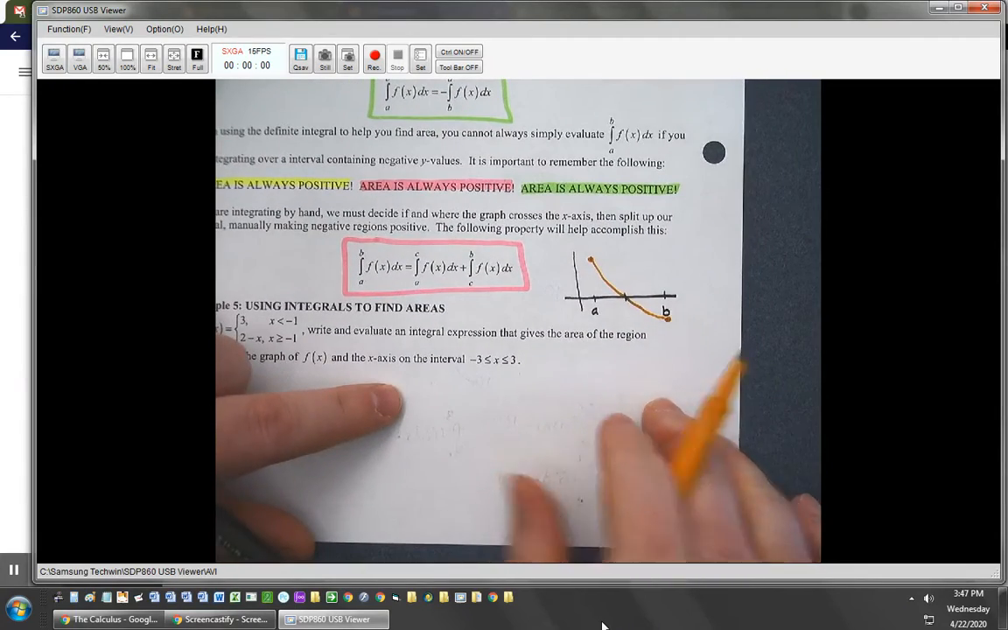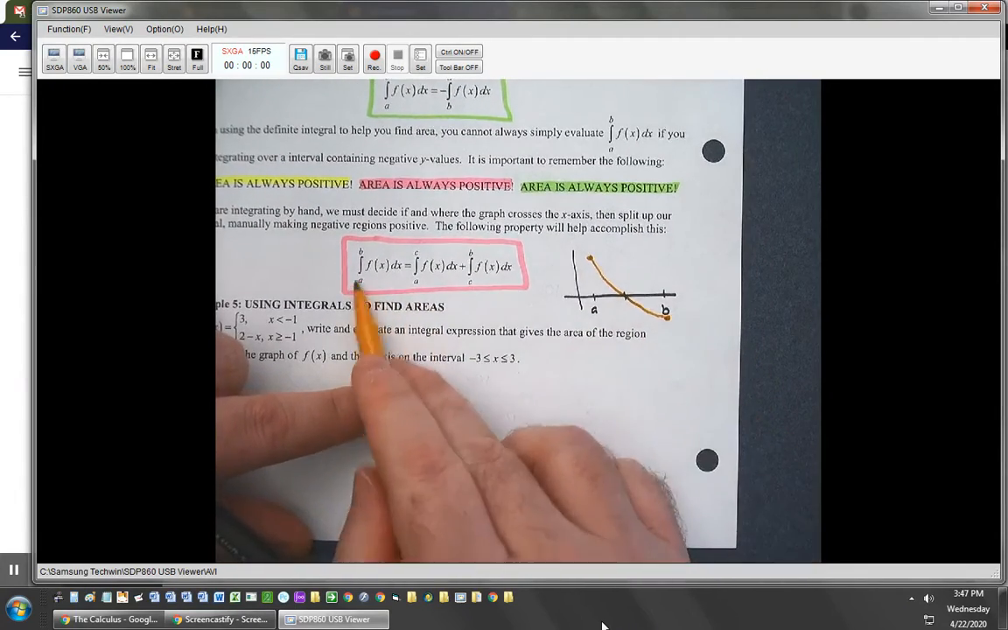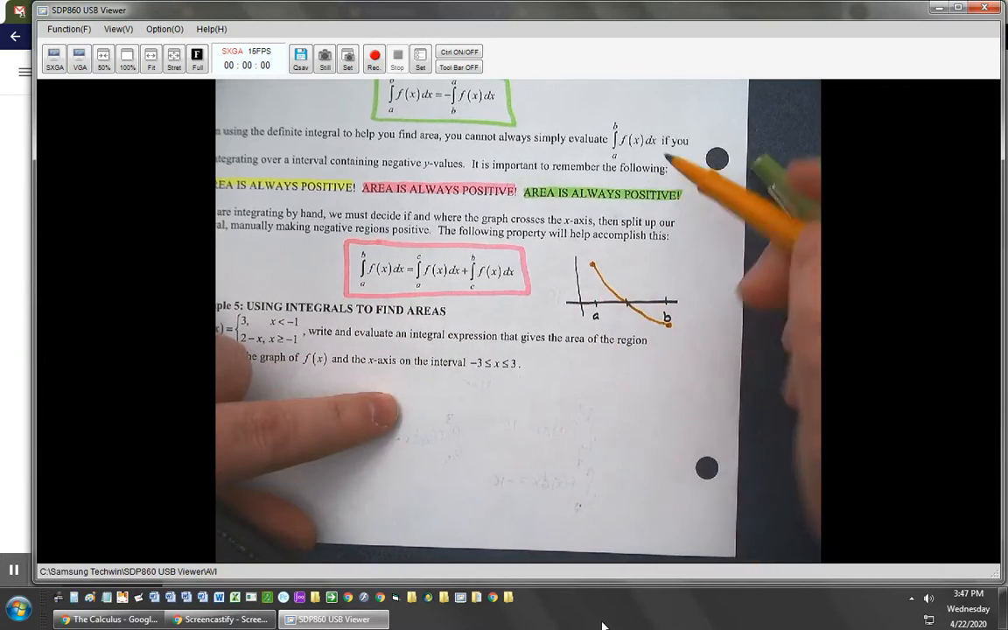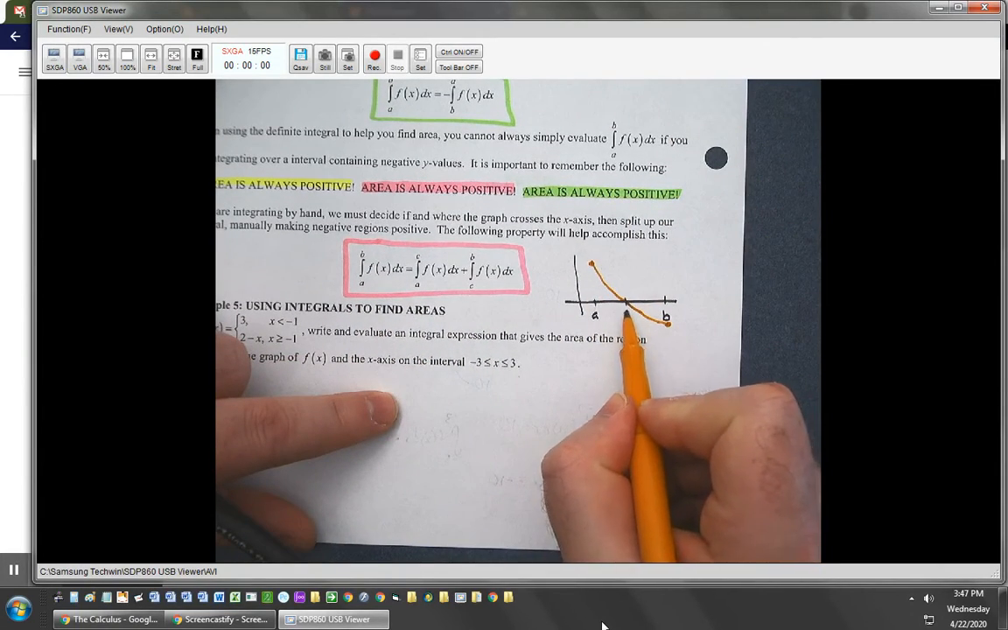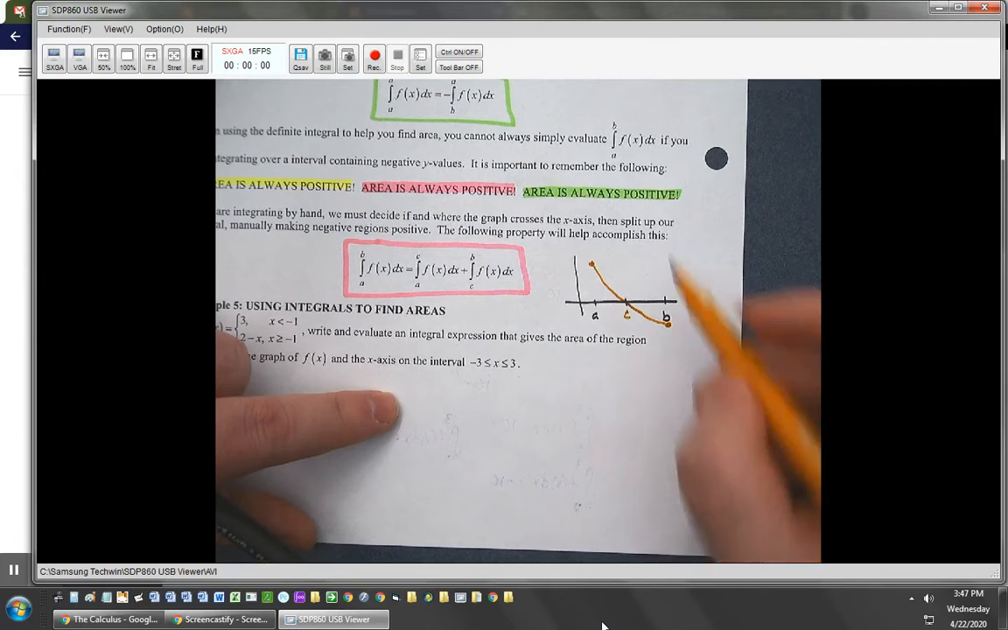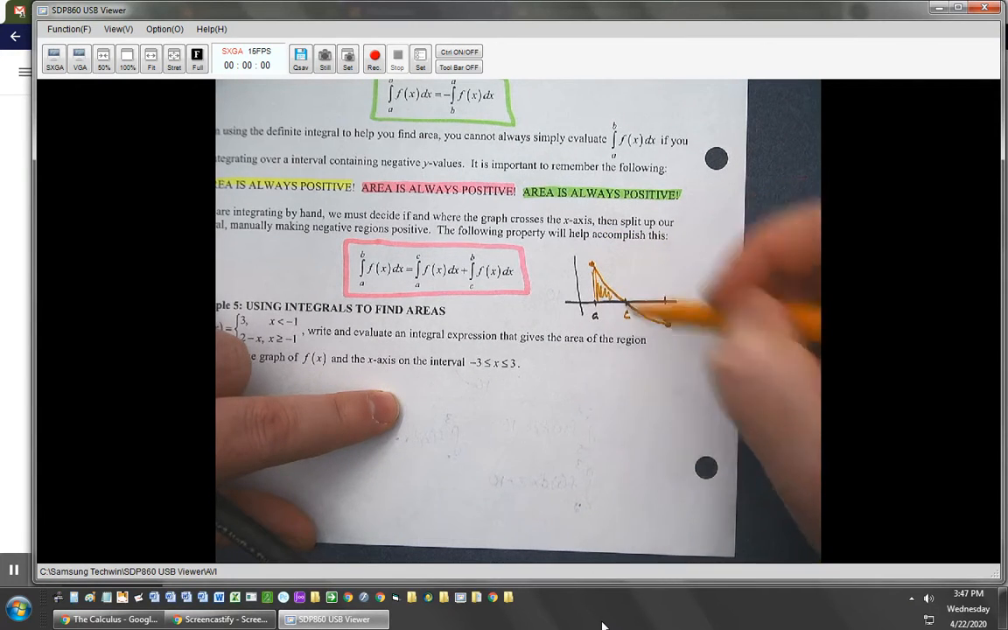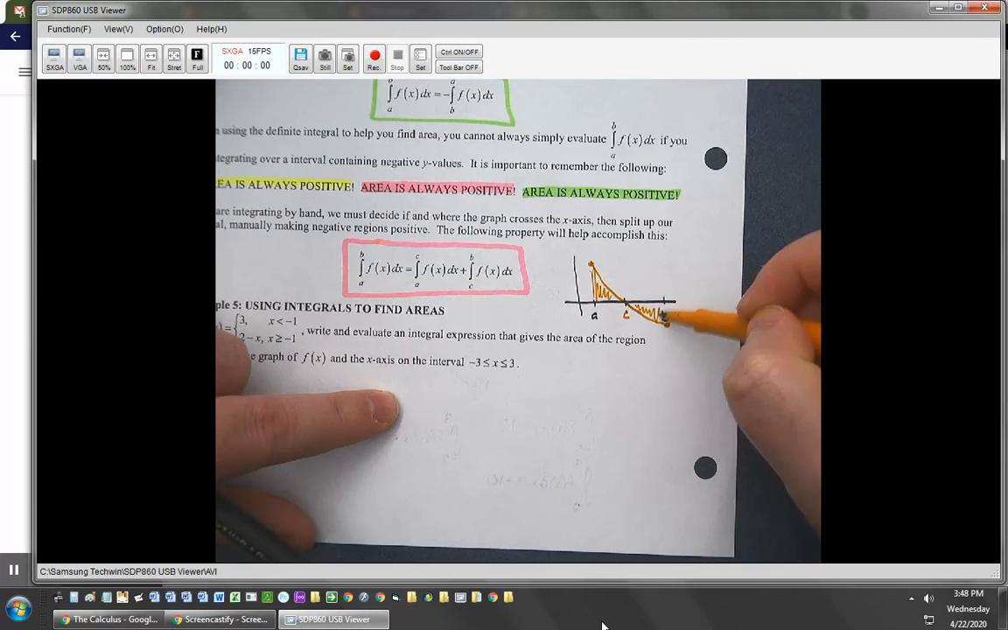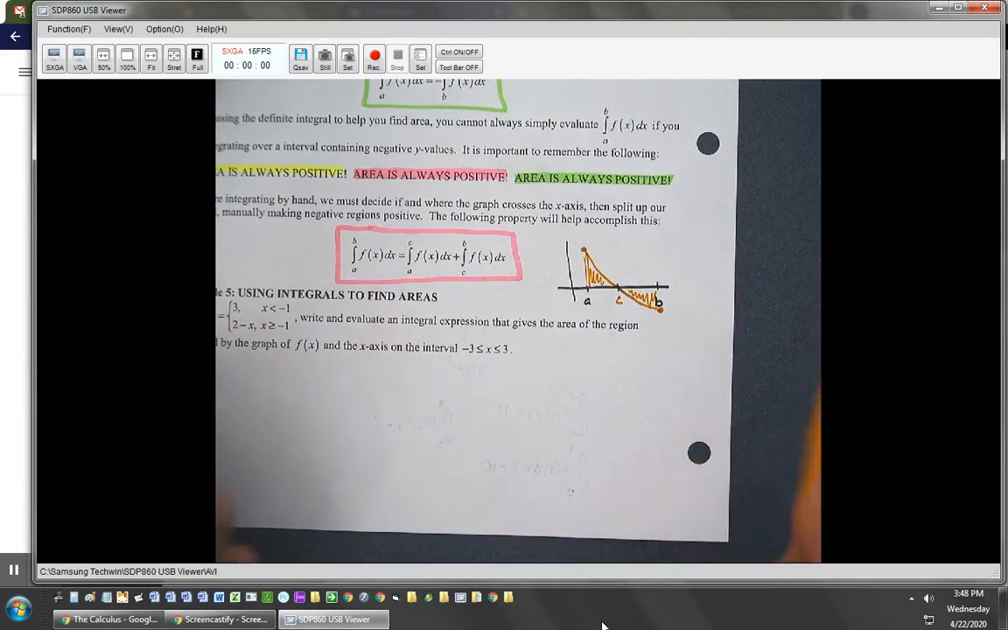Okay, so if I wanted to integrate from a to b, I can choose to integrate from a to c. I can pick some spot in between them. I can take this integral, and then I can add it to this integral. So you can break up integrals, basically, is what that's saying.